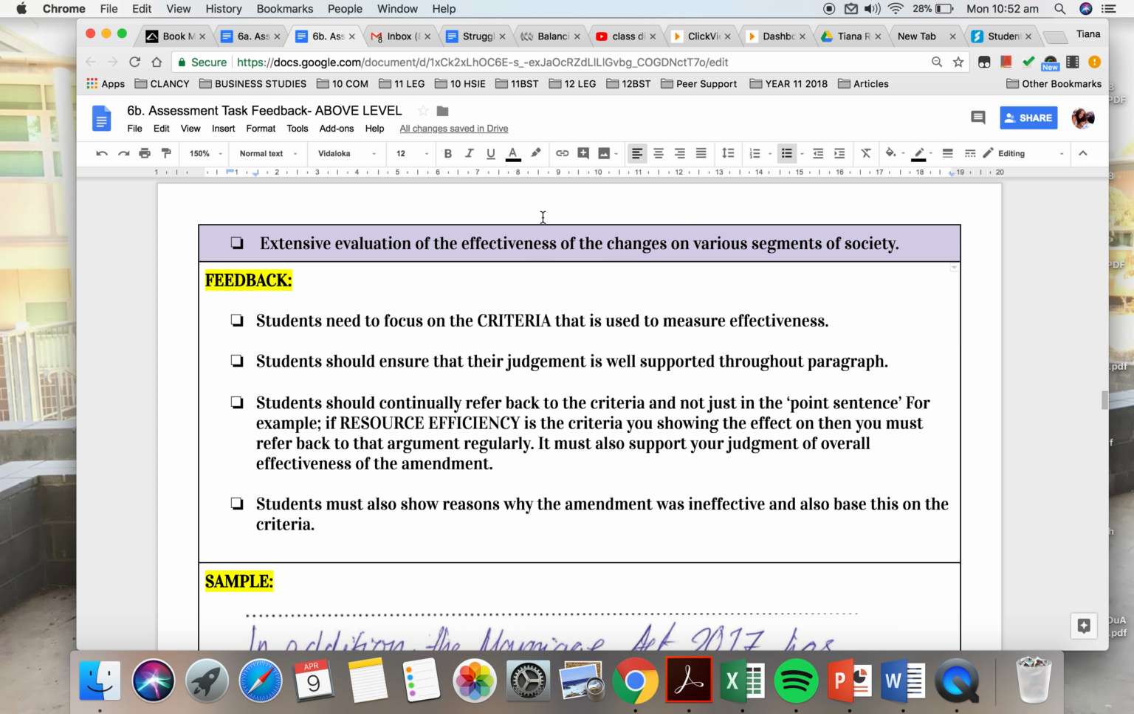So students, some feedback for the above level students. Students need to focus on criteria that is used to measure effectiveness. Students should ensure that their judgment is well supported throughout the paragraph. You had to link back to your criteria all the time, and you had to link back to your judgment throughout the paragraph, not just using the criteria in your point sentence. For example, if resource efficiency is the criteria you are showing the effect on, then you must refer back to that argument regularly and that criteria regularly. It must also support your judgment of overall effectiveness of the amendment.